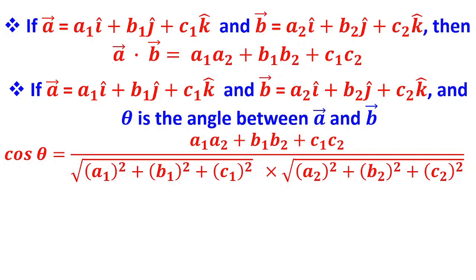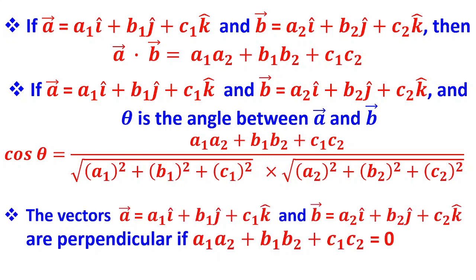Again by making use of the same result, we know that when they are perpendicular, theta will be 90, therefore cos 90 is 0, therefore the numerator will be 0. Therefore if the vectors are perpendicular, then A1A2 plus B1B2 plus C1C2 is equal to 0. We will be using this result extensively in vectors and also in 3-dimensional geometry. Whenever two vectors are perpendicular, the sum of the products of their components is equal to 0.